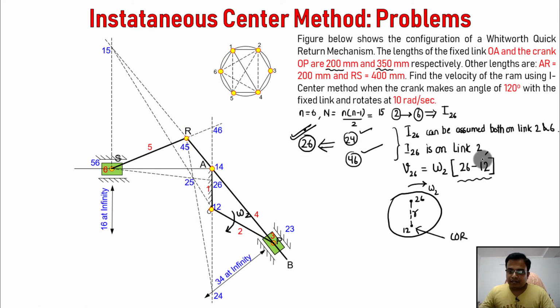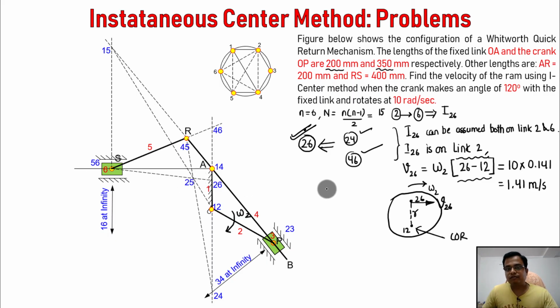If you watch carefully, this omega 2 has already been given to us. This is 10 radians per second, and this distance in meters has to be taken as 0.141. So this is fairly simple. This is going to be equal to 1.41. Velocity obviously is in meters per second. Now this is undergoing a clockwise rotation. If that is so, then this would be somewhere along this direction. This is velocity 26.